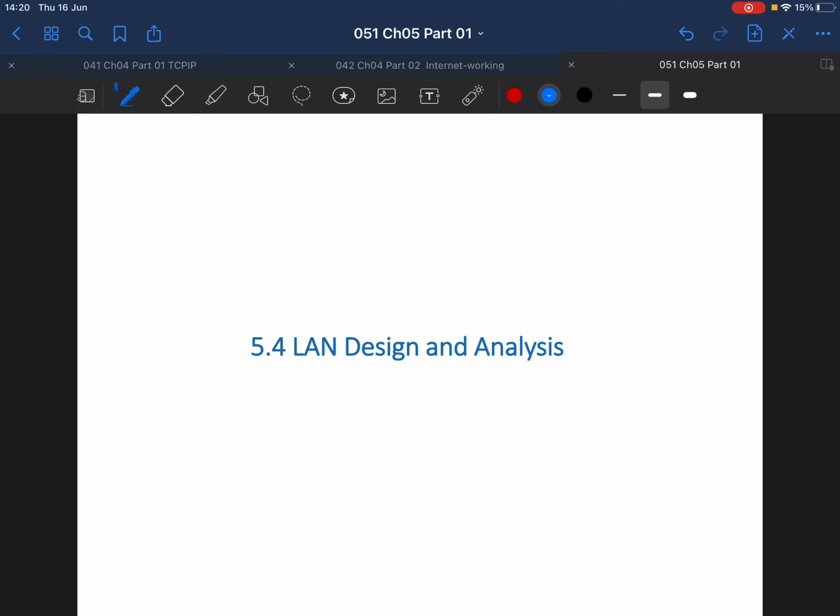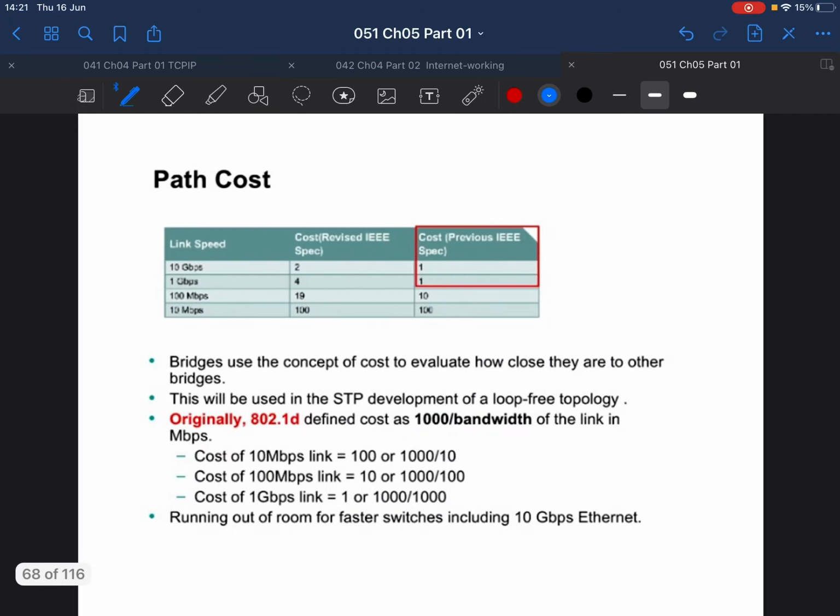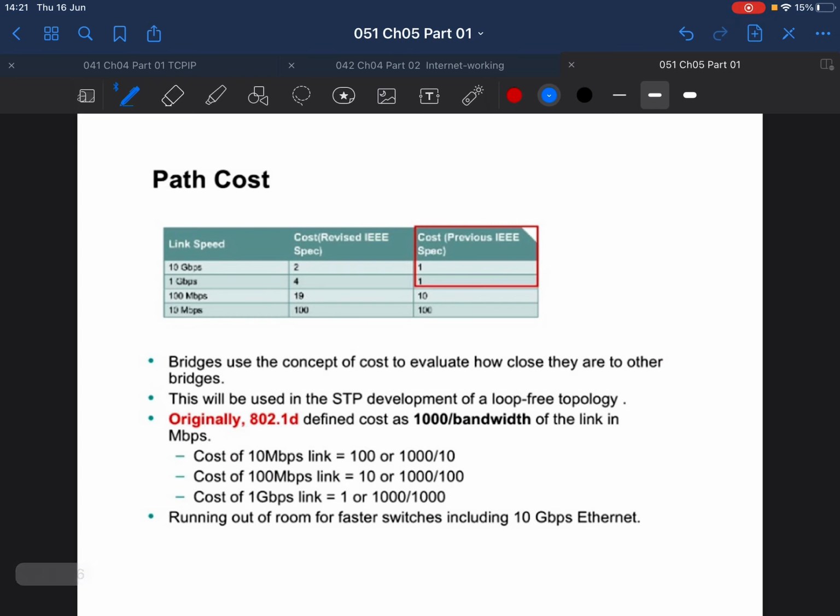Chapter 5, Subtopic 5.4, LAN Design and Analysis. LAN Design and Analysis involve calculation of path cost. Bridges use the concept of cost to evaluate how close they are to other bridges. This will be used in the STP development of a loop-free technology.